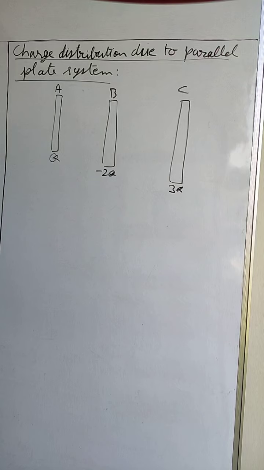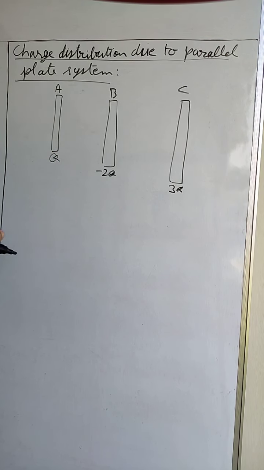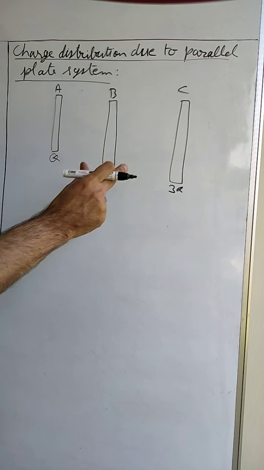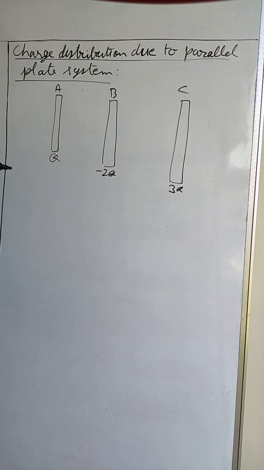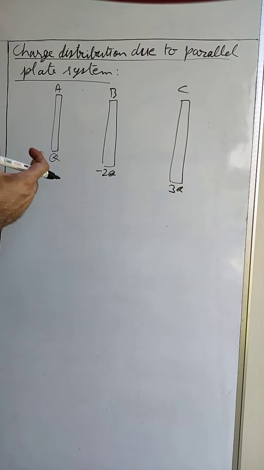Now we know that the charge will accumulate on the surfaces in such a way that the electric field between the plates, in this area and in this area, should be equal to 0, and the only electric field that will exist will be on the left side of this plate and the right side of this plate. So how do we distribute? If we are asked to find out the distribution of charge, how do we decide how the charge is distributed?